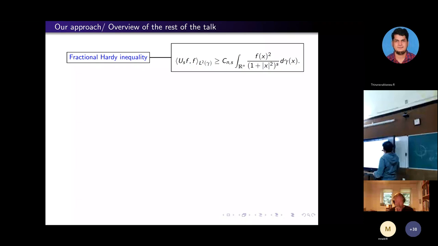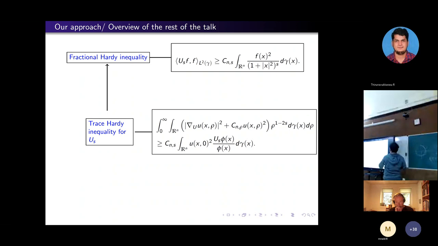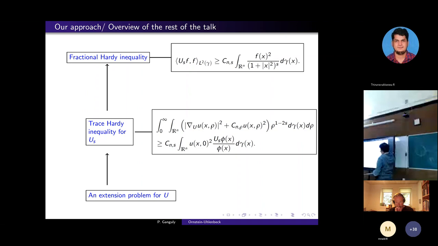So this is what we want to prove: a fractional Hardy-type inequality for this operator U_S. This is a fractional Hardy-type inequality of this form where C_{n,s} will be explicit and we will be considering the non-homogeneous weight. And our approach is to use a trace Hardy inequality of this form, where U is a real valued function from a suitable space and gradient U is some gradient. We will define it later. And that will be done by studying an extension problem for U. So that's sort of the overview of the approach of our talk.